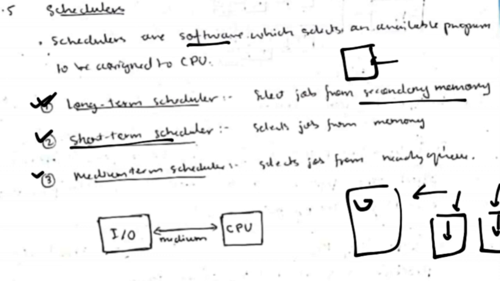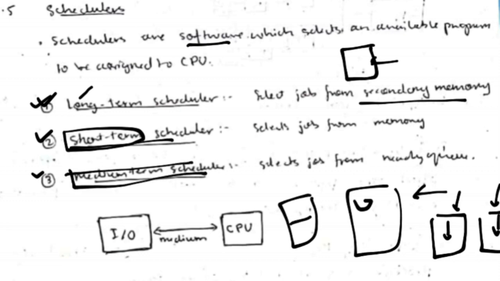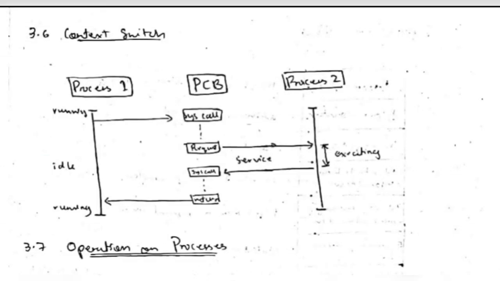The third one is the medium scheduler. In the medium term scheduler, the job is not very large like the long term scheduler, but not very short either, like the short term scheduler. It lies between. At that time, the medium term scheduler is used, which is very similar to function calls.